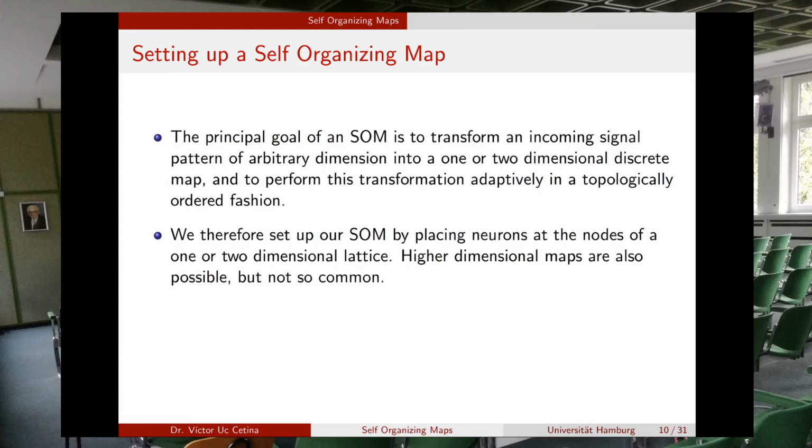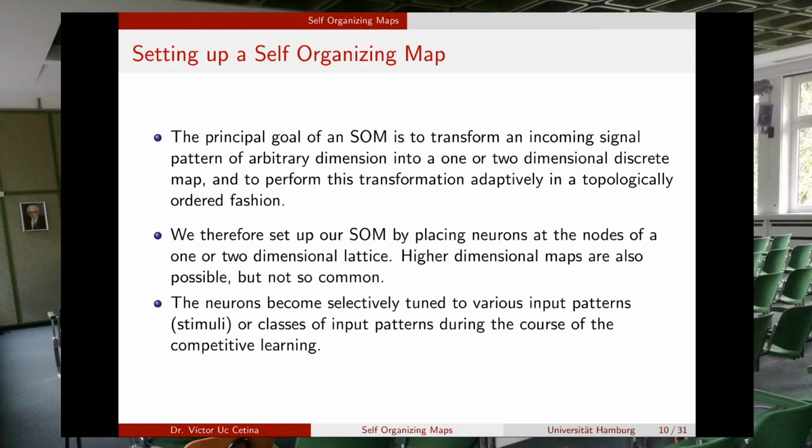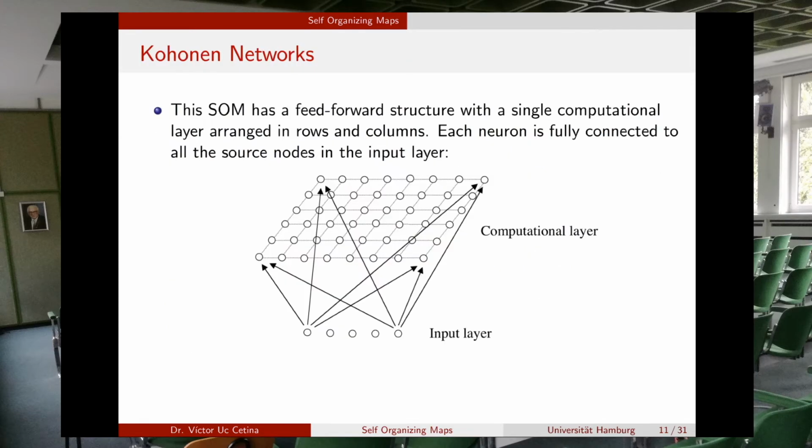We therefore set up our SOM by placing neurons at the nodes of a one or two-dimensional lattice. Higher dimensional maps are also possible, but not so common, like a three-dimensional SOM. The neurons become selectively tuned to various input patterns, which are considered the stimuli, or classes of input patterns, during the course of the competitive learning process. So we will focus specifically on the Kohonen networks. There are other kinds of self-organizing maps, but by far the most common one is the Kohonen network.